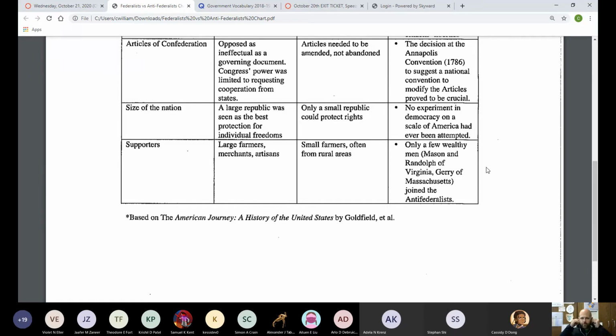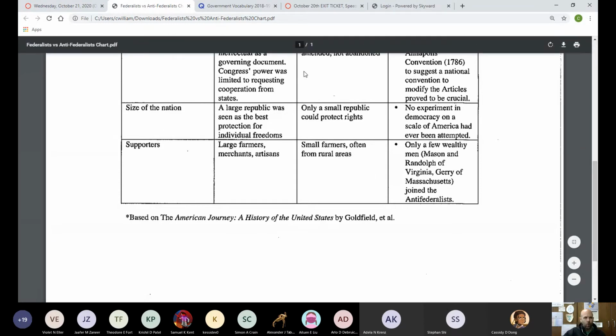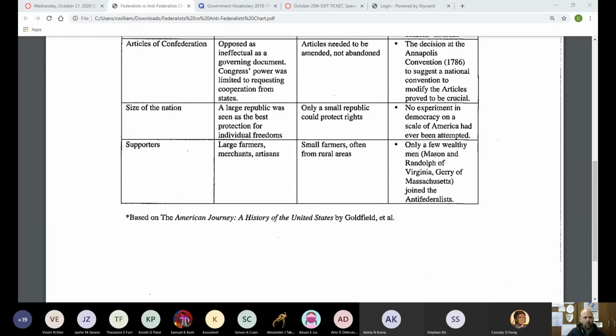So in theory, a guy like Hamilton is in favor of a large republic, a strong central government with the ability to function and be a country that's going to have a role in society. Okay. Hamilton was worried that we were not going to be taken seriously on the national stage without a strong central government.